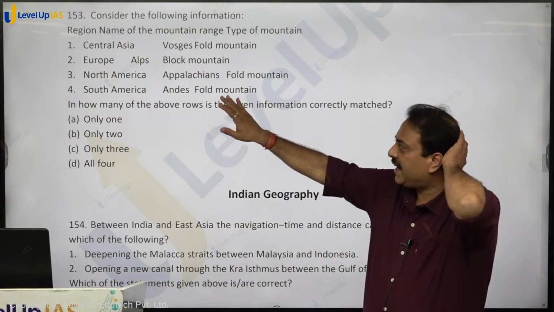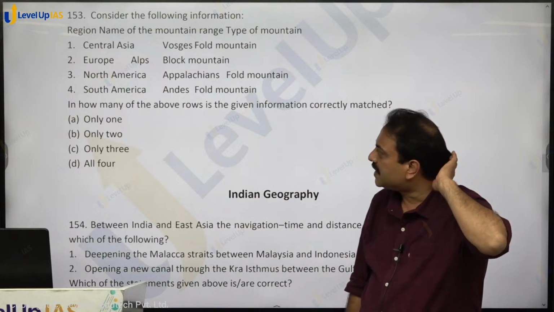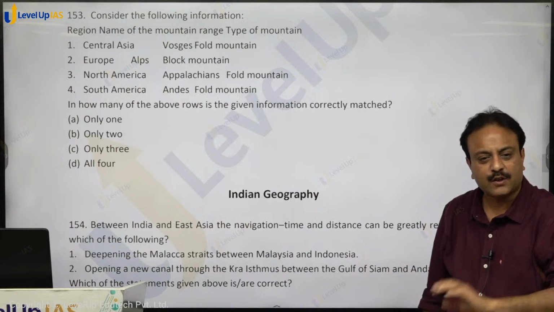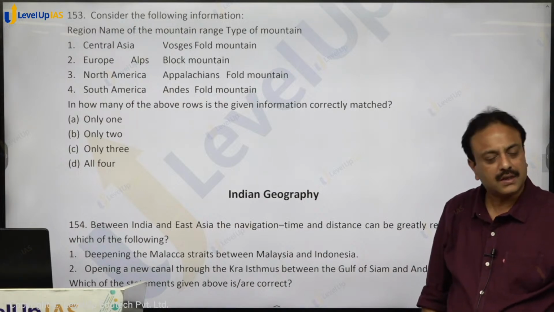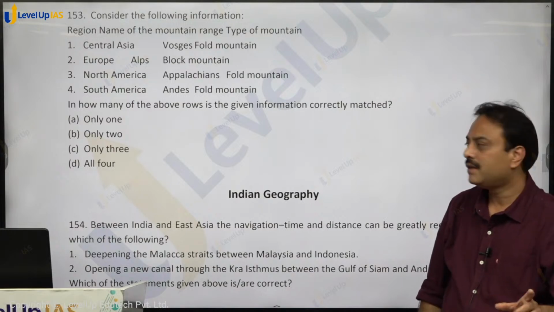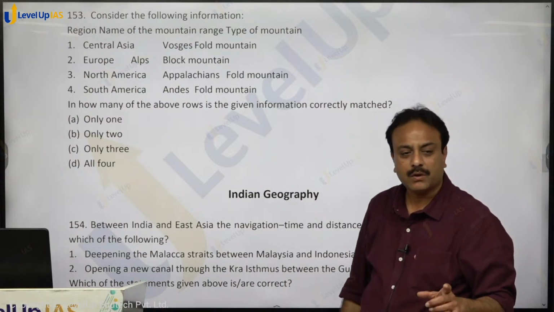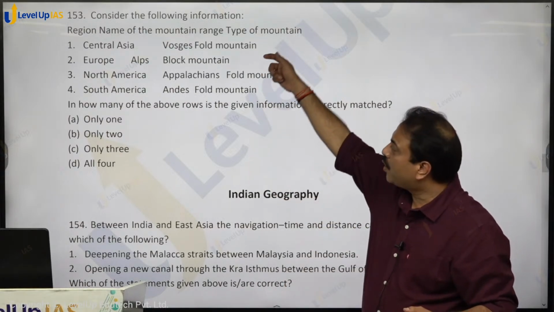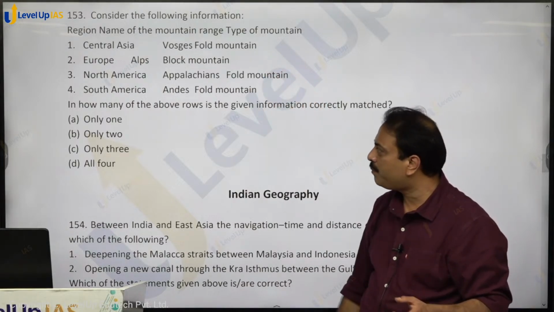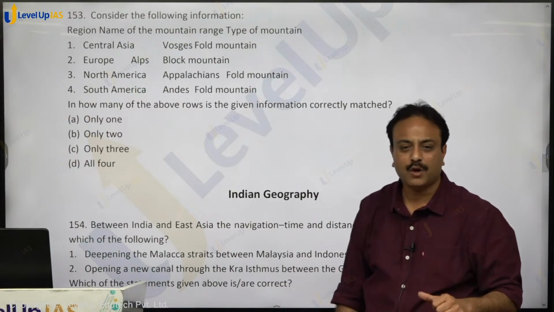It is written as Central Asia, having the Vosges mountain. It is a fold mountain. Central Asia means Kazakhstan, Kyrgyzstan, Uzbekistan, Turkmenistan, Tajikistan, Georgia, Armenia, Azerbaijan. Sometimes they include these also in Central Asia. Vosges is present in France, so invalid. Moreover, Vosges is not a fold mountain. Vosges is a block mountain. Then in Europe, the Alps are there, but the Alps are fold mountains. They are not block mountains.